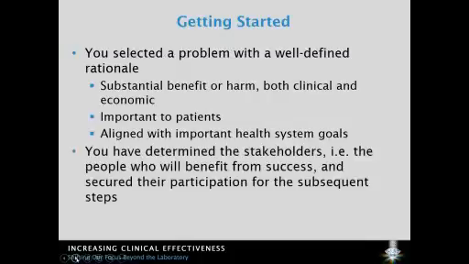As part of the process, presumably, you have determined the stakeholders. In other words, the people who will benefit from success, and secured their participation for the subsequent steps. Now, there may be stakeholders that aren't going to be on the immediate team, but they're sort of on the extended team. They're the people you want to get buy-in from. They're the people you may have to get approvals from, but they may not be actually on the team itself. So at this stage, you should be determining who those stakeholders are and whether they will be on the team or not, and whether you have secured their participation.